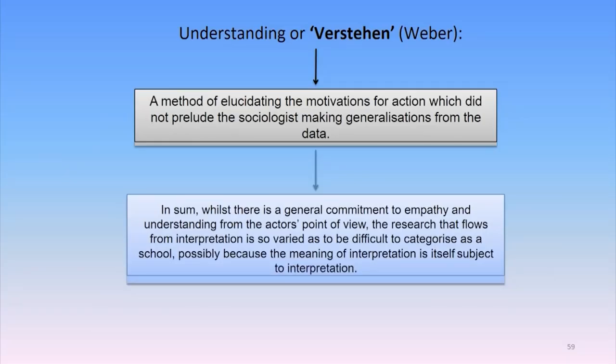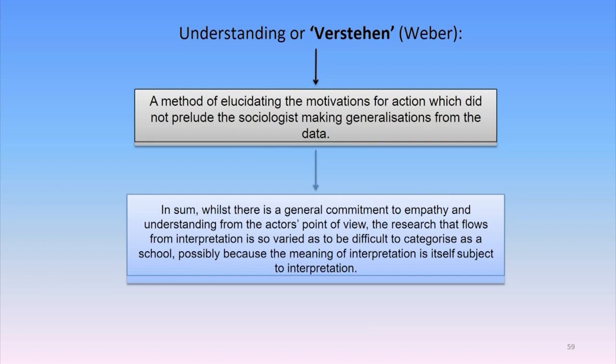Okay. Then such understanding, that interpretative understanding of social action, in German is called Verstehen, which Weber used. Verstehen refers to a method of elucidating the motivations for action which did not preclude the sociologist making generalizations from the data. In a nutshell, whilst there is a general commitment to empathy, I mean understanding the need of the other, understanding the role of the other, and understanding from the actor's point of view, the research that follows from interpretation or multiple interpretations is so varied as to be difficult to categorize as a school of thought. There may be multiple schools of thought. Okay? That was the view of the Verstehen school of thought in Austria.